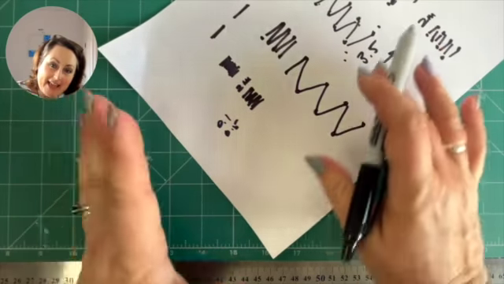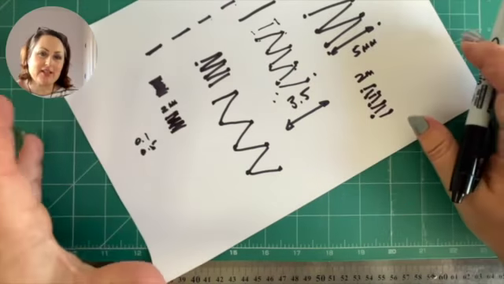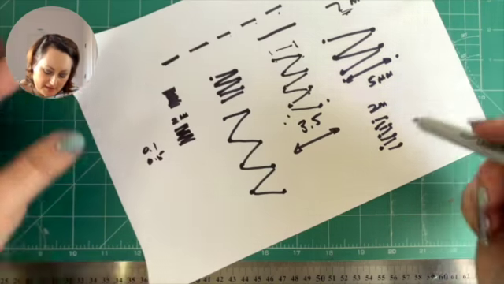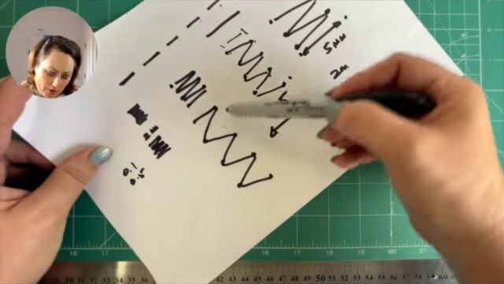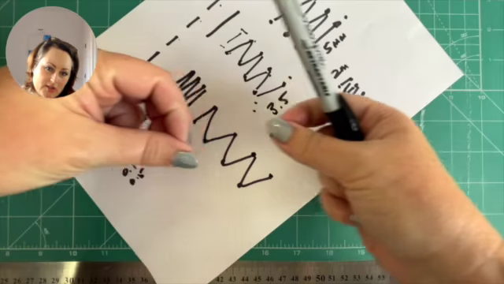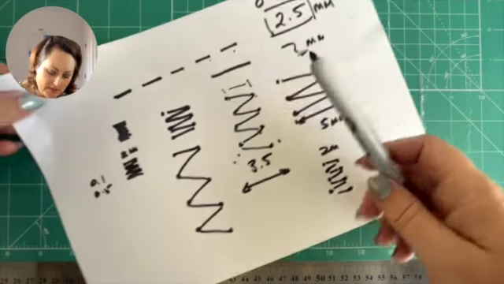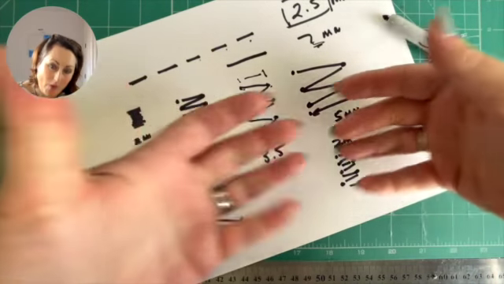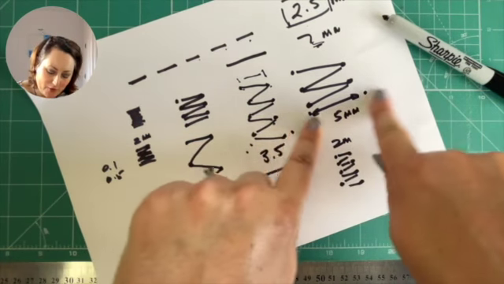All right, so can you see how it completely changes the look and the feel of your zigzags just by changing either the stitch width or your stitch length? Okay, so stitch length stretches it out or pushes it together. Your stitch width makes it teeny tiny narrow, or stretches it so it goes really wide on your fabric.